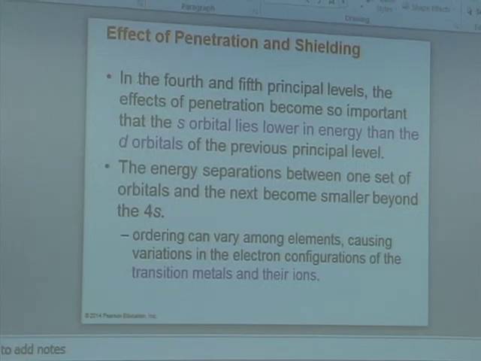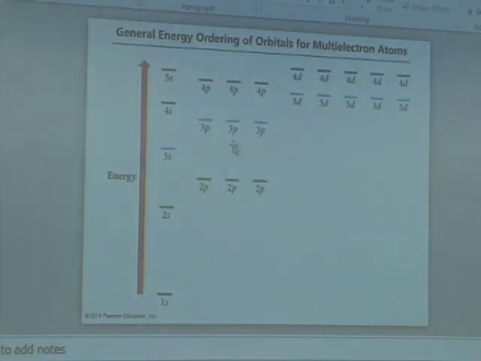And in the 4th and 5th principal levels, of course, the s orbital, and this is a very important concept, lies lower than the d orbitals because of shielding and penetration. Theoretically, when you write down 1s, 2s, 3s, 4s, 5s, you will note that the 4s is in fact slightly lower than the 3d because of its penetration. So not by much.